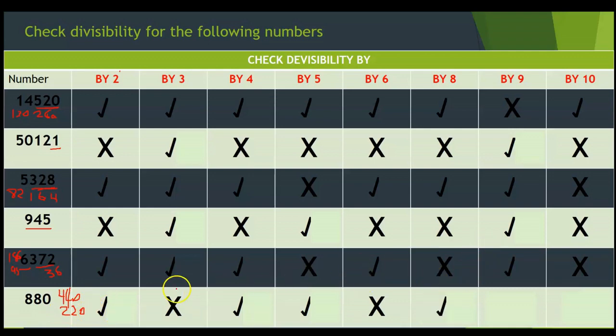What about divisibility by 9? Let's check the sum of the digits. 8 plus 8 is 16. 16 is not a multiple of 9, so this number is not a multiple of 9. What about divisibility by 10? It ends with 0, so it is divisible by 10.